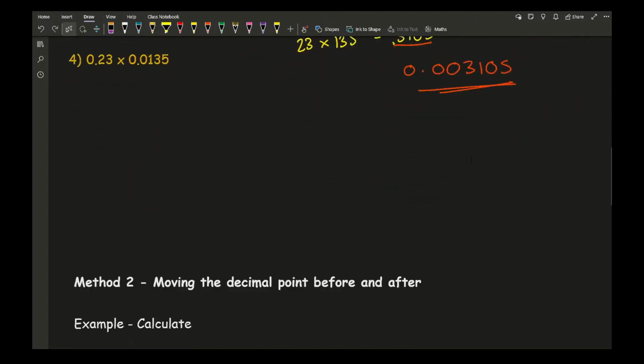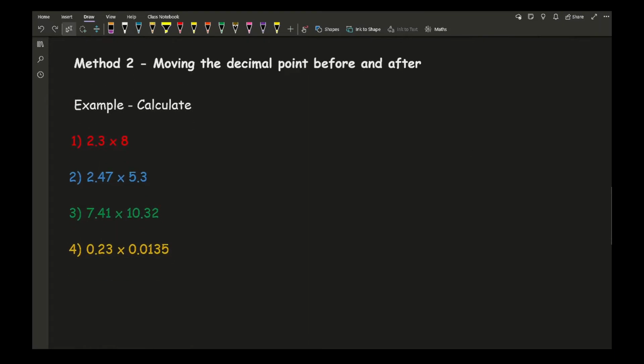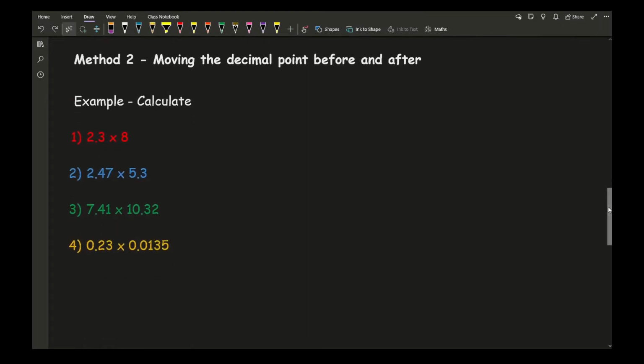So in terms of the preferred option of working with multiplying with decimals, this is probably the next one, which is moving the decimal point before and after. Now with this, if I start off with question 1, I've got 2.3 times 8. Now, typically speaking, and one thing I forgot to mention is you probably could, if this is your method of multiplying, get away with just doing this. But this method only really works when you're multiplying a decimal number with a whole number. It gets a little bit more complicated when you are multiplying with 2 decimal numbers.